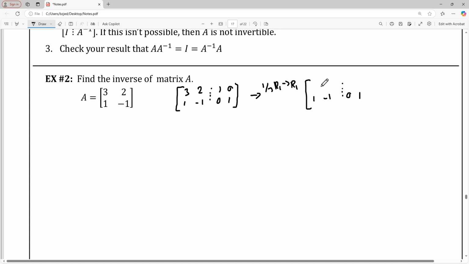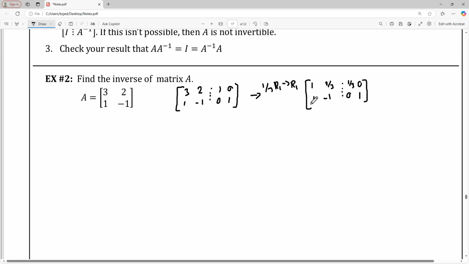Here, if I do 1/3 times row 1, landing in row 1, 3 times 1/3 is 1, 2 times 1/3 is 2/3. Yes, you will have fractions. 1/3 times 1 is 1/3, and 1/3 times 0 is 0. The next thing I'm trying to do is I'm trying to get this 1 here below this 1 down here. I want to turn this into a 0.